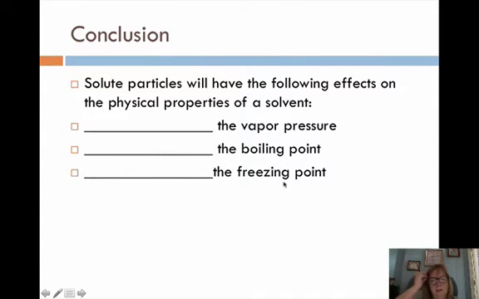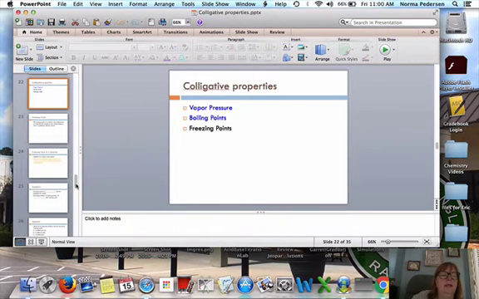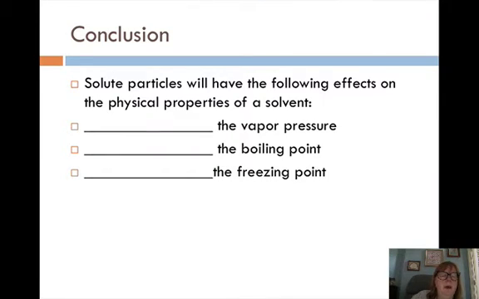In conclusion, solute particles will have the following effects on the physical properties of a solvent. Solute particles will decrease the vapor pressure. What do they do to the boiling points? They will increase the boiling point, and solute particles will decrease the freezing point.